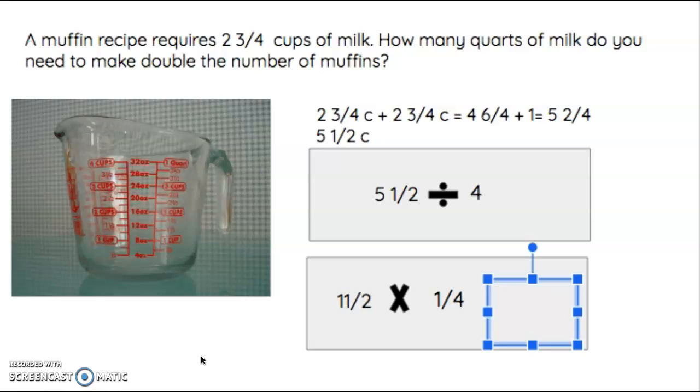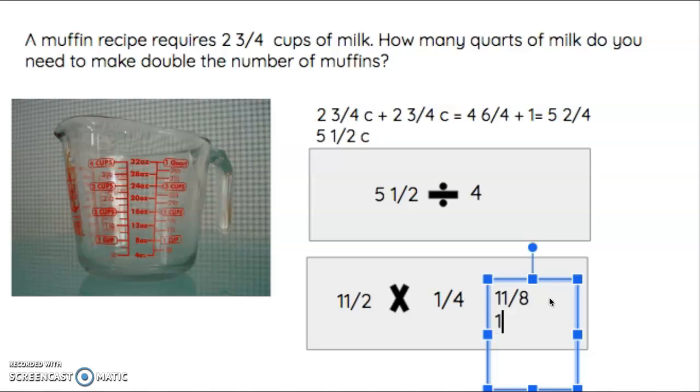Okay, so my numerators, let's do our numerators first. 11 times 1 is 11. 2 times 4 is 8. So now I have 11/8. Now I just need to switch that to a mixed number. So if I think about it, how many times does 8 go into 11?